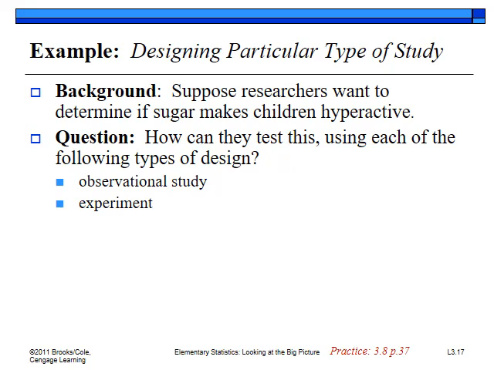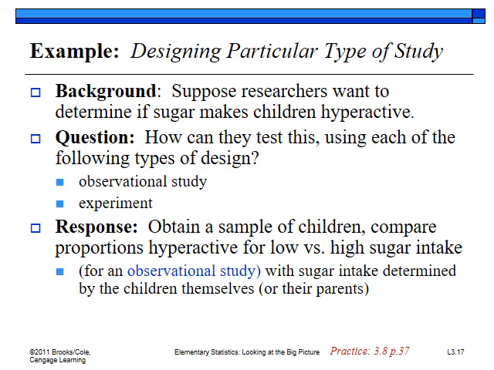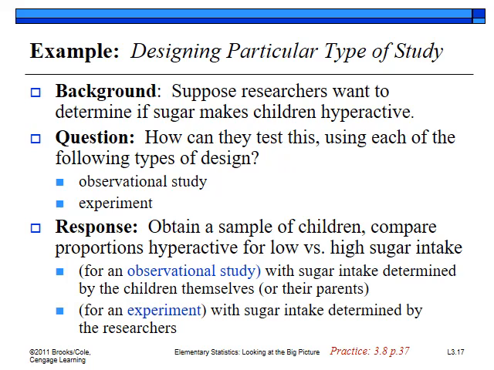The first thing to do would be to get our sample of children. Then we would want to measure how hyperactive those children are and look at how much sugar they take in. If this will be an observational study, we'll have someone, like maybe a parent, indicate how much sugar the children are consuming. If it's going to be an experiment, the researchers themselves must decide how much sugar each child can ingest.